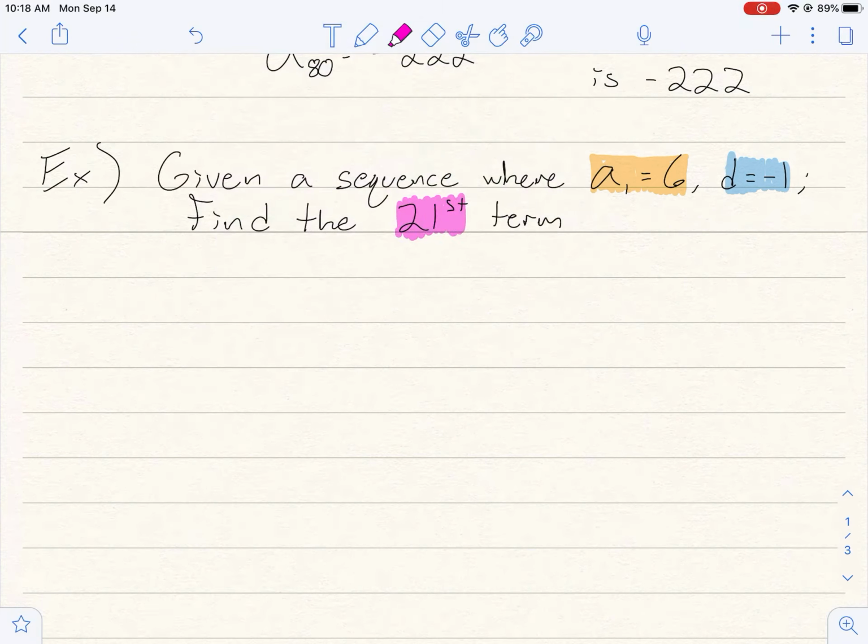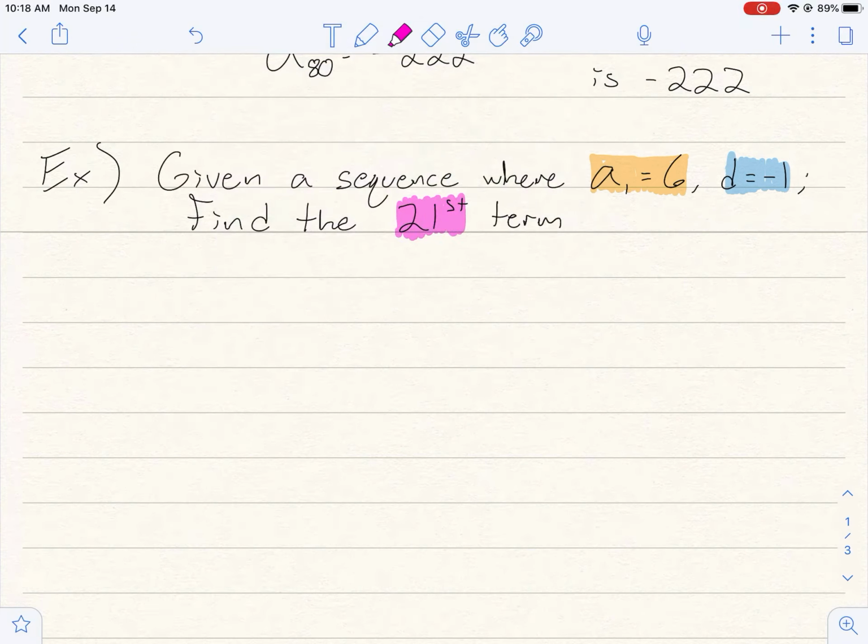So you'd have a sub 21, because you're finding the 21st term, is equal to 6 minus 1 times 21 minus 1. So instead of creating the entire formula first and then plugging in 21, I can go right to the explicit formula and say, I know the first term, I know the common difference, and I know what term I'm looking for, and then just evaluate.